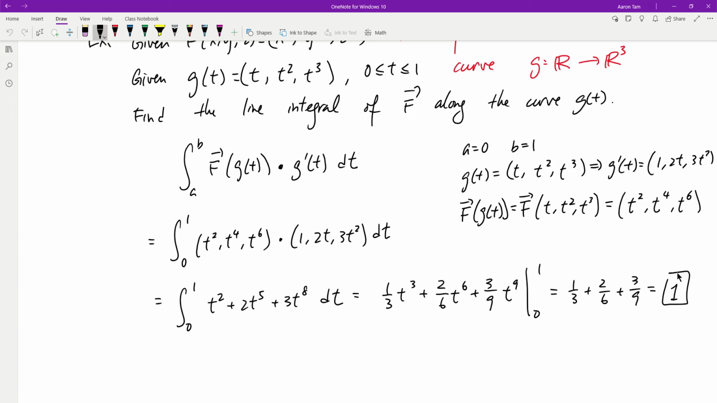Now, what does this number 1 actually represent? Well, that's what we're going to try to explain to you later on. For now, just be able to find this number, so that way you'll be able to do the problem.